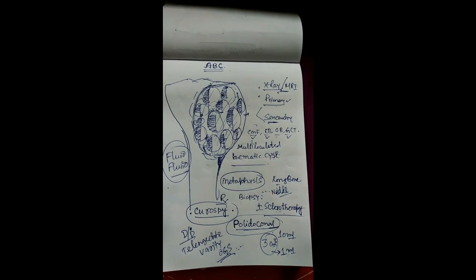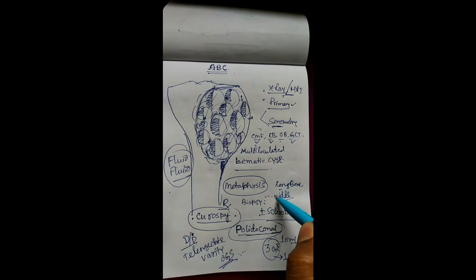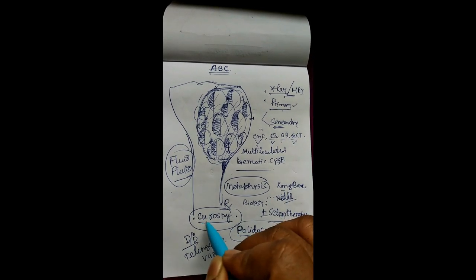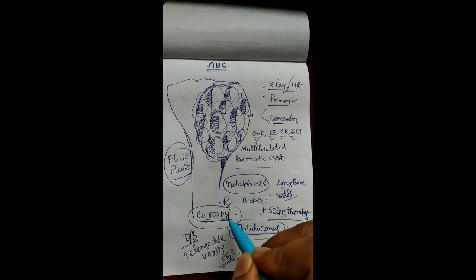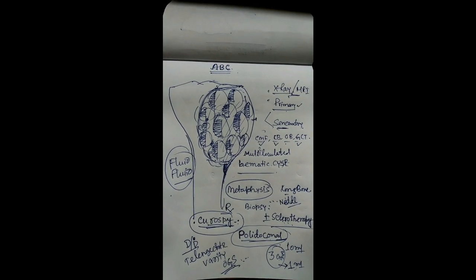It is called aneurysmal bone cyst treatment. This biopsy along with the sclerotherapy is called uropsy. This is the latest treatment protocol for aneurysmal bone cyst.